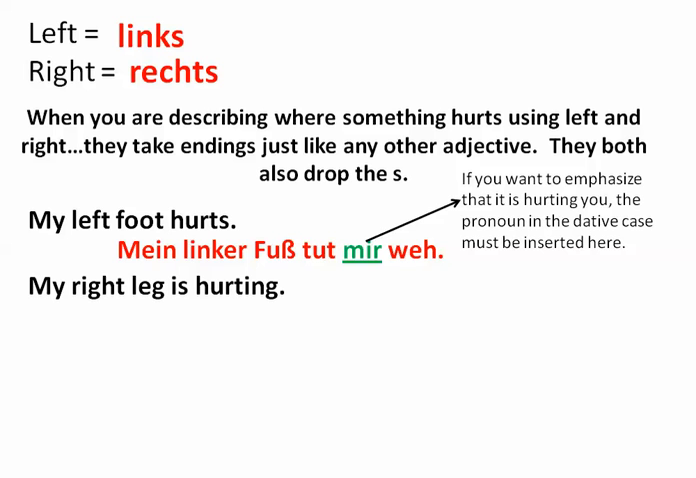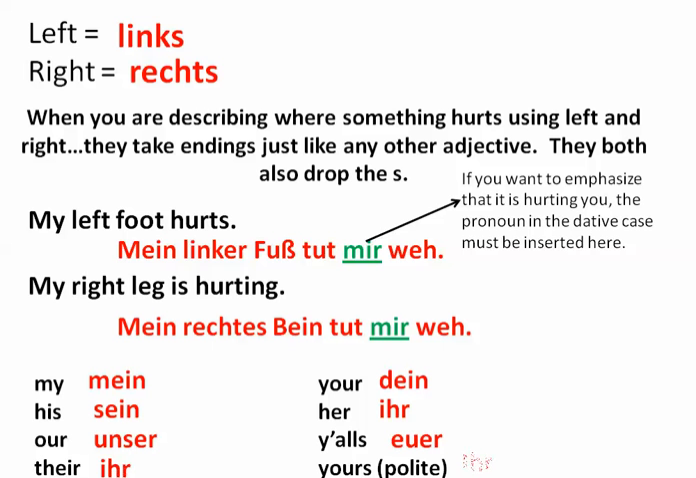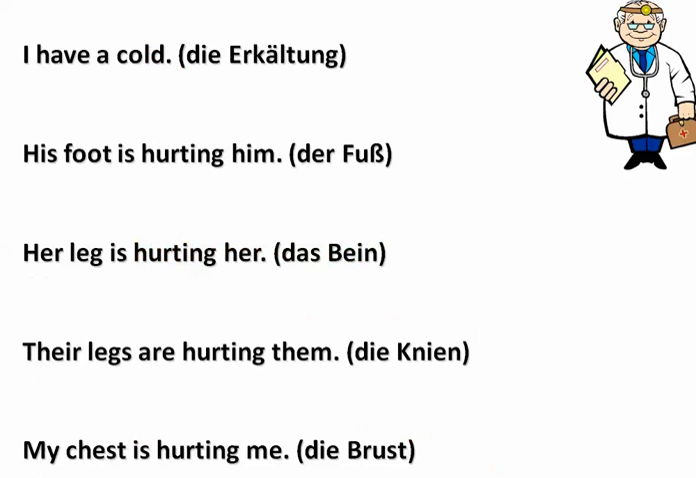Okay, my right leg is hurting, so Bein is a das word, so we're going to put that es onto the end of recht. So it's going to be mein rechtes Bein tut mir weh. My right leg is hurting me. Okay? And of course, just like we just talked about, you're going to need to know these possessive pronouns.